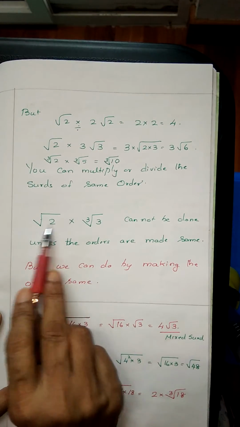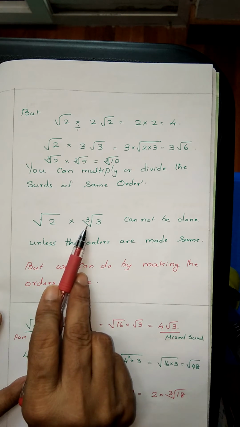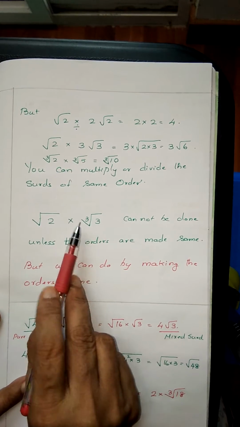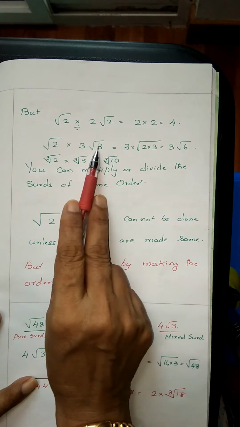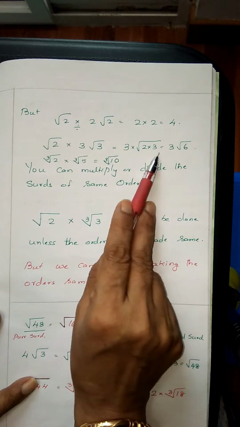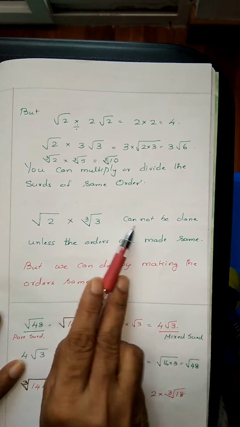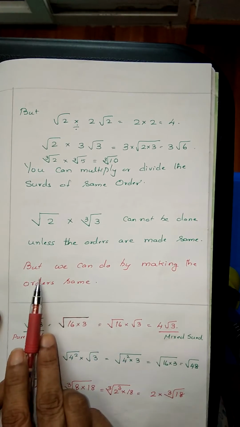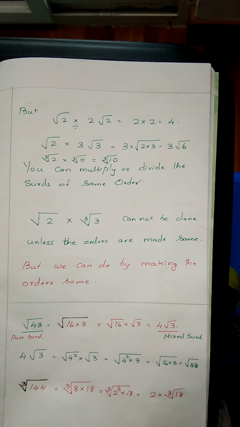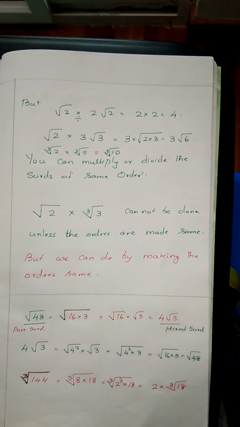Now, if you see here, you cannot multiply root 2 and cube root of 3 because their orders are not the same. Here, because the order was the same, you were able to multiply. Root 2 and root 3, the order is 2, so you could multiply. But here the order is 2 and here the order is 3, so you cannot multiply. But we can do it by making the orders the same. We will do that. When you do the problems, you will be able to understand. Before that, we'll do some simple problems.